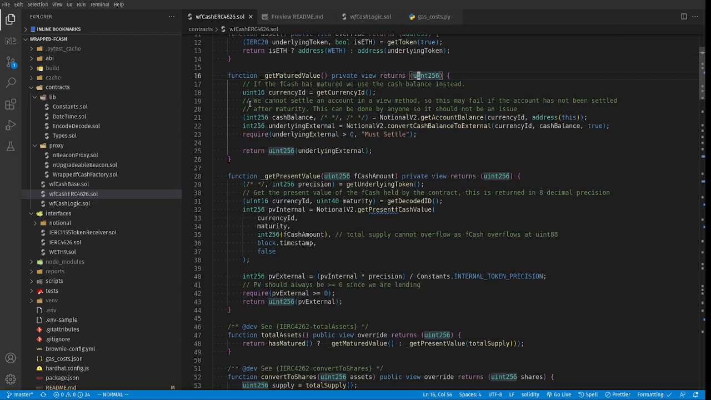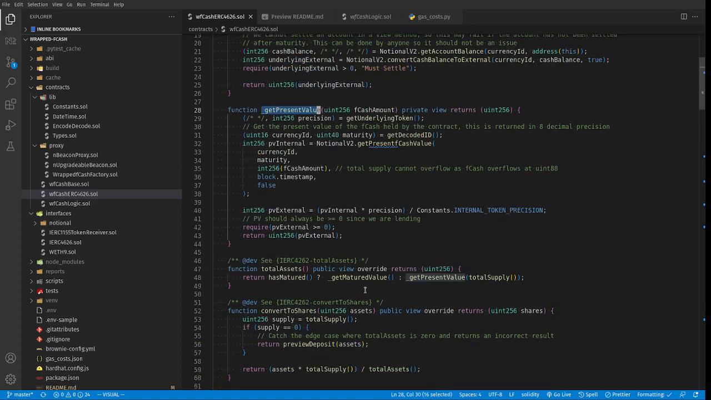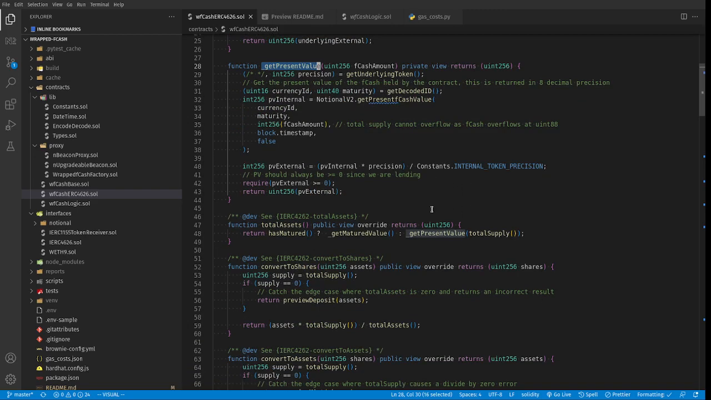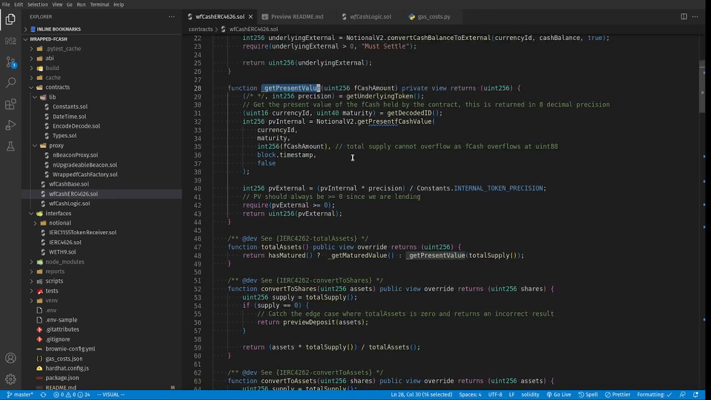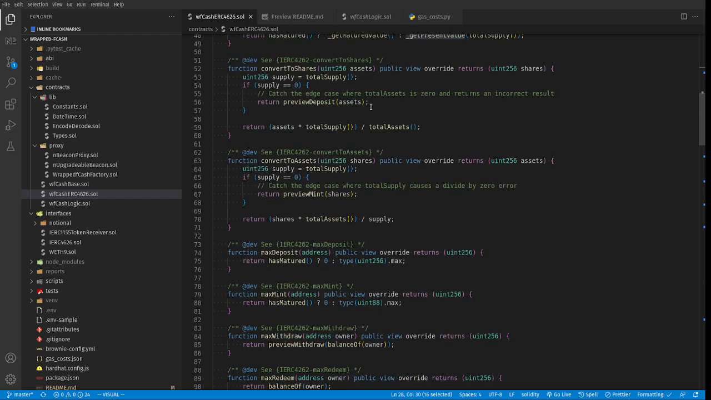Now we have two value functions here. One is the matured value, which is essentially the cash balance. And then the present value here is the net present value of fCash, so we're going to discount that to present value. These calculations are exposed on the Notional side, so we just use those here. Again, there's a flip over after maturity between the present value and the matured value.